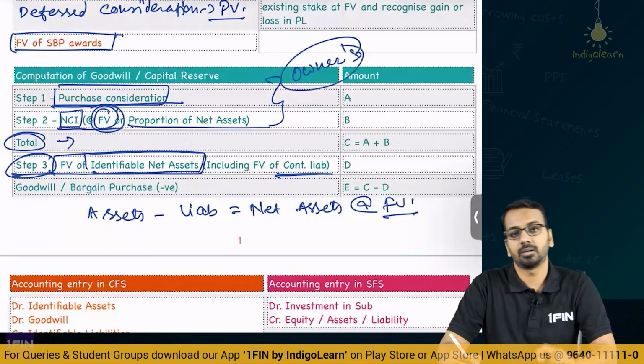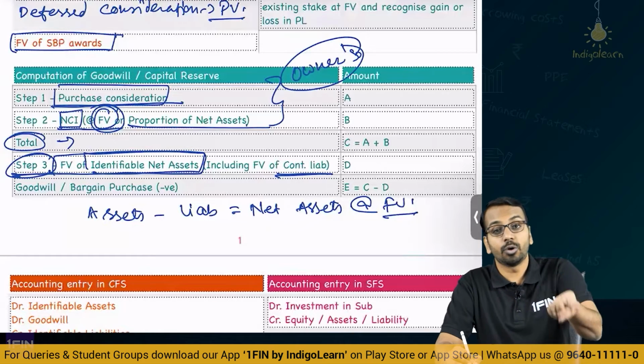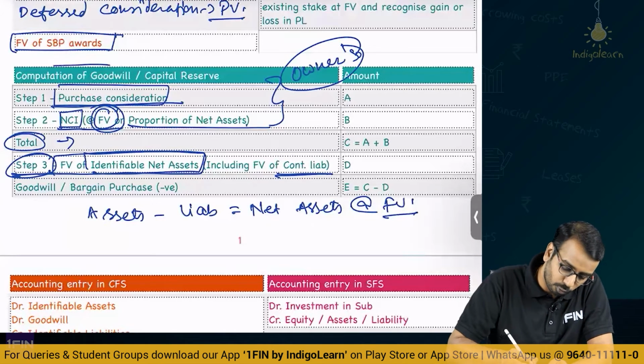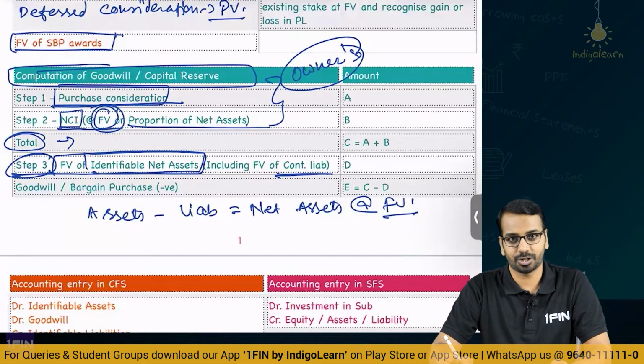If the owner side, what they have paid, is more than the net identifiable asset, there is a goodwill. If owner side is less, asset side is more, then there is a capital reserve. Okay. This is the most important step in any business combination or consolidation question.